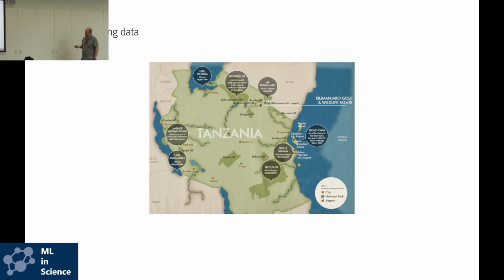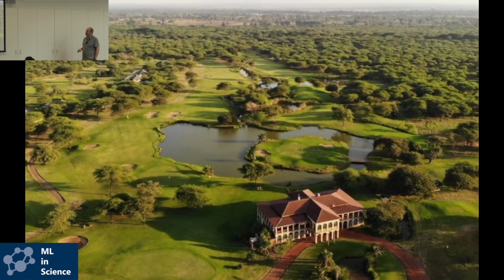So instead of working in the Serengeti, we went to a different population. This is at the Kilimanjaro Golf and Wildlife Estate. So the Serengeti is over here. So it's close, but it's basically like a golf estate that has some wildlife for the golfers to go and look at when they're having a day off on the golf. Very nice place.